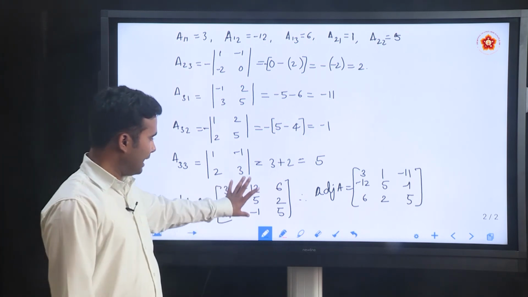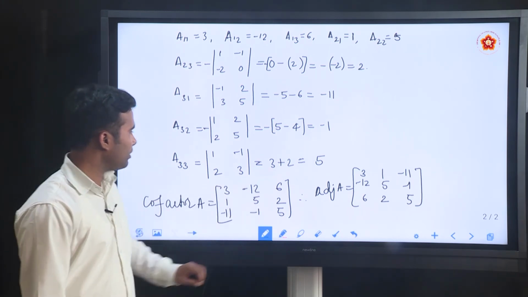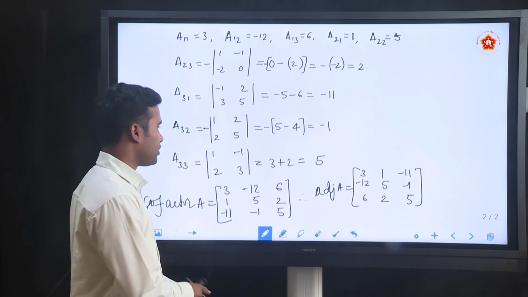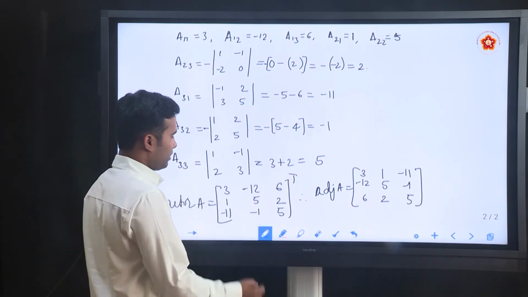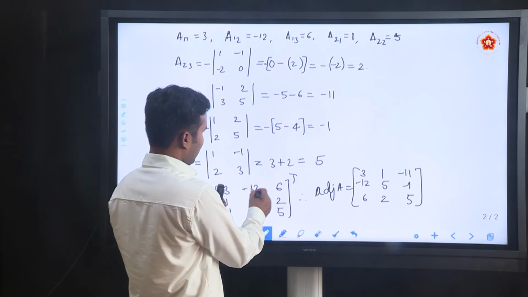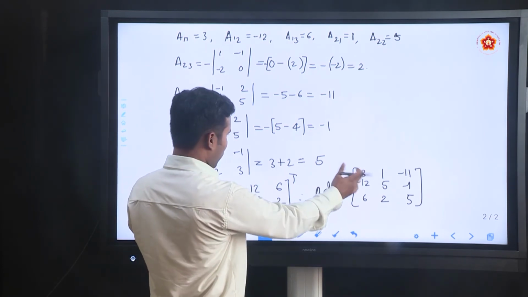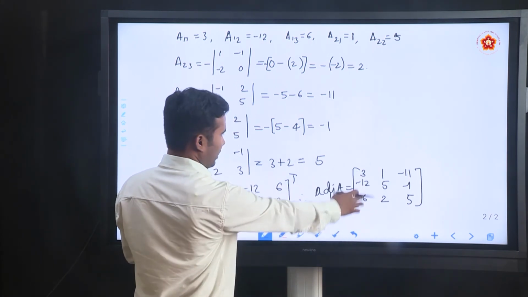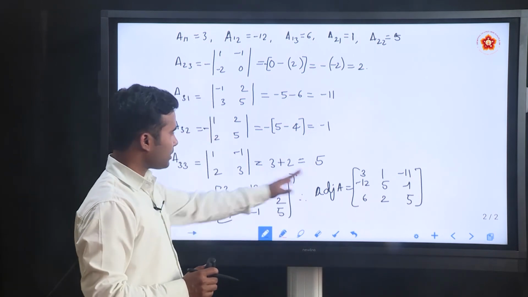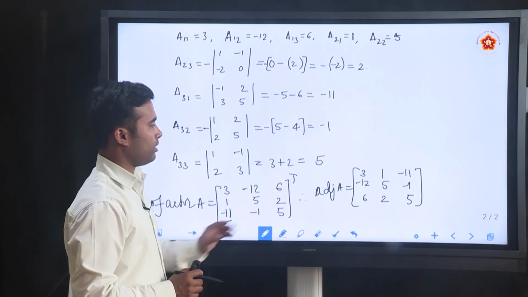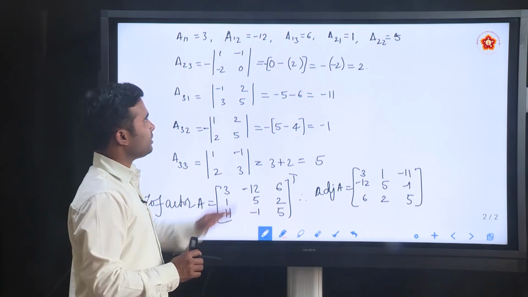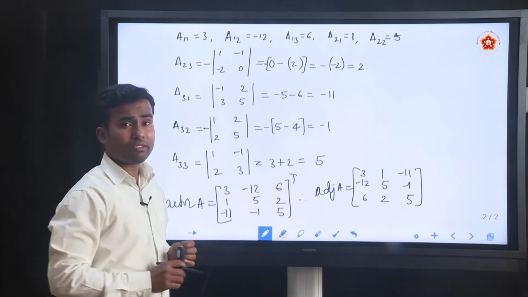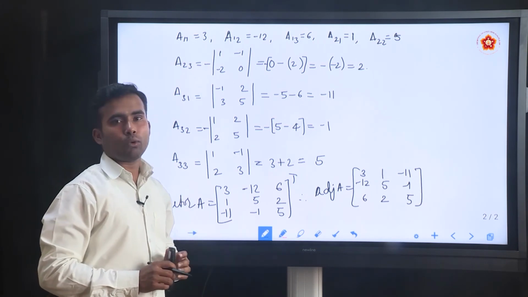Yes, we got all the elements of the cofactor matrix, okay, and with this we can write the adjoint of matrix A. How can you write the adjoint of matrix A? You just take the transpose of this. Transpose means you swap the rows as columns, columns as rows. This is the first row, 3, minus 12, 6, we have written it as a column: rows as columns, columns as rows. That gives the adjoint of the given matrix A. Okay, this is the normal method that we can do in finding the inverse of a matrix, okay, and that is quite lengthy.